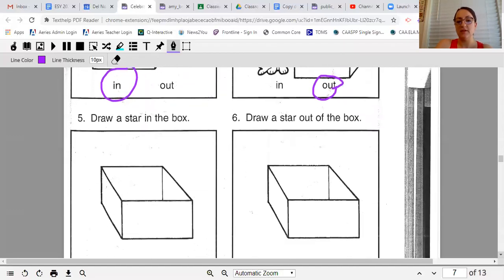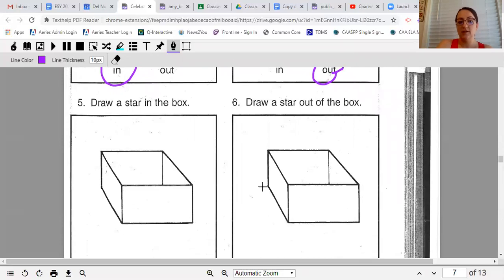So then we're going to come down and we need to draw a star in the box, which means that it's going to be here in the middle. And if we're going to draw a star out of the box, it means it can be anywhere that's not the box. So right there would work.